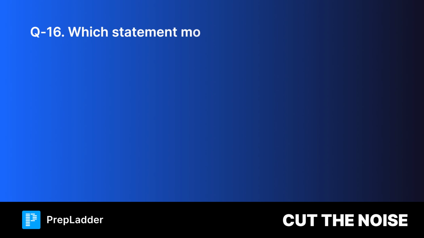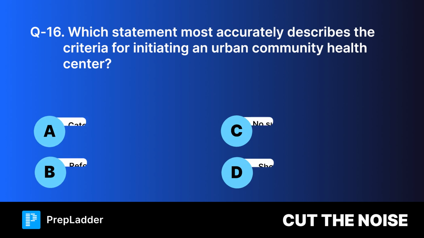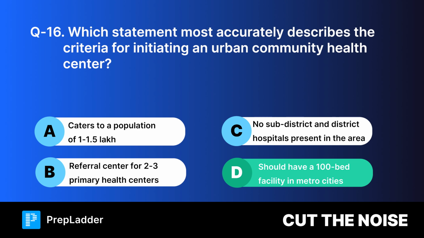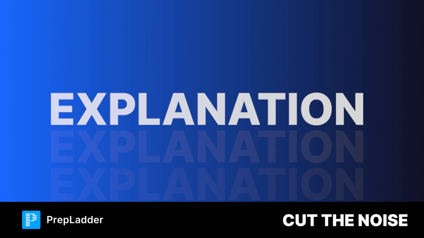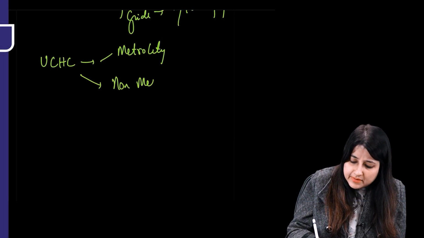So, Question 16. Which statement most accurately describes the criteria for initiating an urban community health center? Your options are. And the correct answer is should have a 100-bed facility in metro cities. Here's the explanation. Versus urban CHC in a non-metro city.